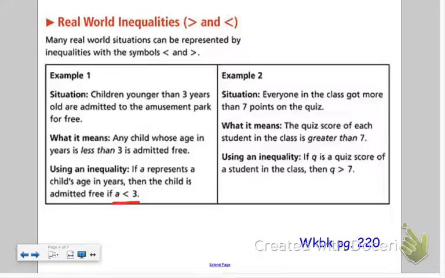In example 2, everyone in the class got more than 7 points on the quiz. Well, that means the quiz score of each student in the class is greater than 7. So if Q is going to represent the quiz score, Q is greater than 7. Students could have gotten 8, students could have gotten 9 points, students could have gotten 10 points. I don't know how many points this quiz was worth, but Q could represent a variety of numbers. It just can't be 7 or less. It's got to be greater than 7.